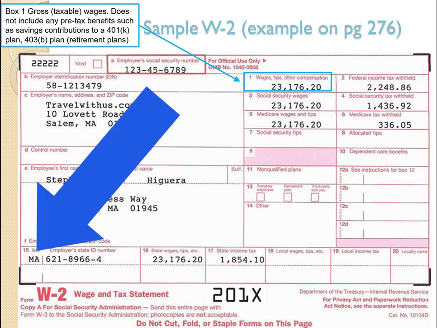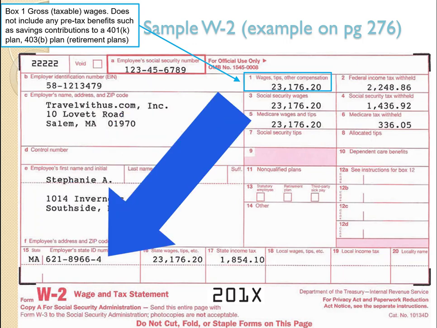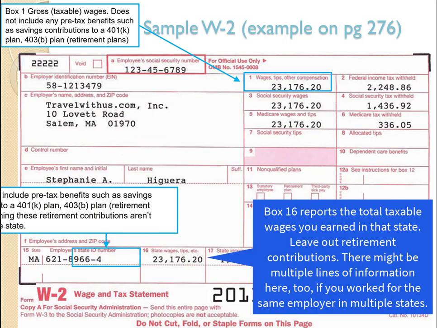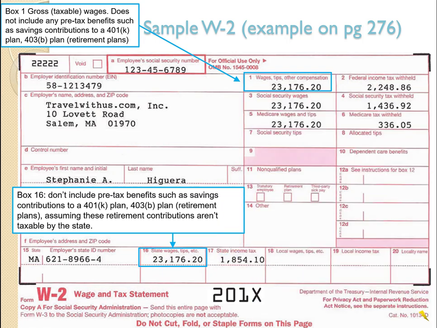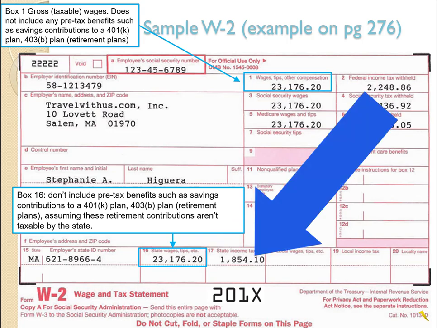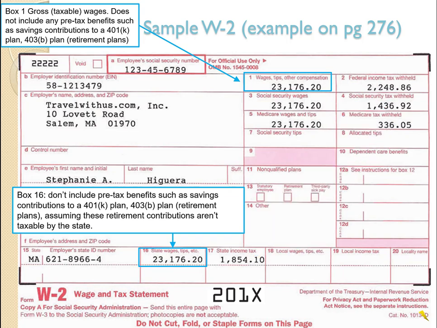Box 15 is the state that the employee was working in, and then the employer's state ID number for box 16. Make sure you do not include retirement account contributions. Again, if an employee made $70,000 and had $5,000 taken out for the 401k or an IRA, you would enter $65,000 in box 16. And then box 17 is the state income tax withheld from that employee's paychecks during the year.